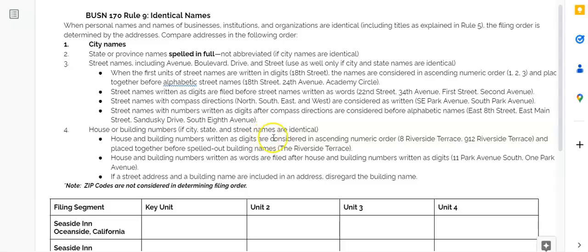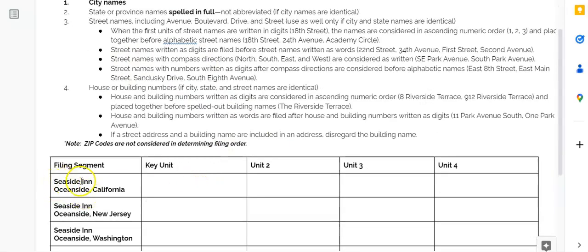Rule 9 deals with identical names, and so it tells us when personal names and names of businesses or institutions or organizations are identical, then the next filing unit is going to be determined by the address. So after the actual business name would come the city name and then the name of the state. And if you have to go even further than that, it would go on to the street name.